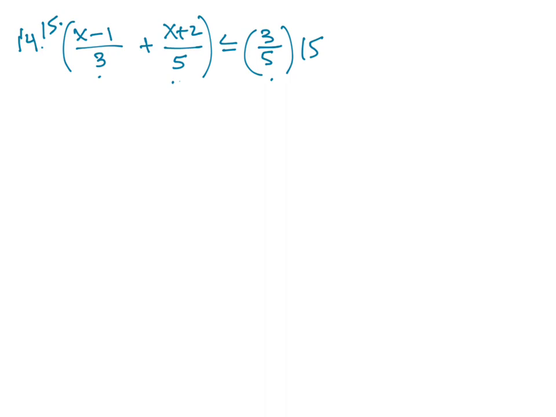On the far right, I'm going to have what? If I multiply 3/5 by 15, that 5 and that 15 make a what? A 3. 5 and 15 are both divisible by 5. So if I divide by 5, I get a 1 on the bottom and a 3 on top. So what's left? 3 times 3 makes what? 9.